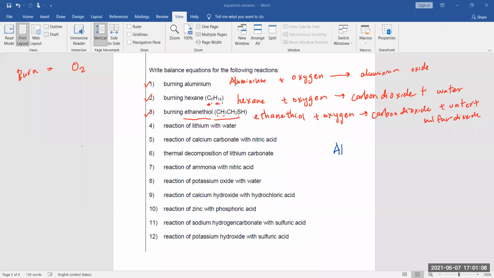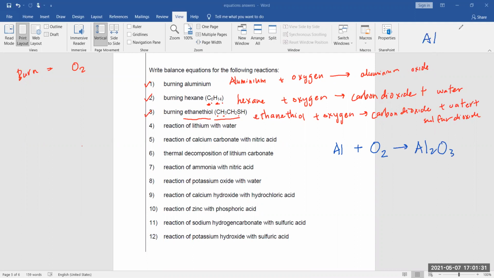Okay, so aluminium is Al, and then oxygen is O2. Remember, you don't write oxygen as O, you write it as O2. So this is a word equation, you're changing it to a chemical equation. Aluminium oxide is Al2O3. Now this you cannot get wrong. You get this wrong, everything is wrong.